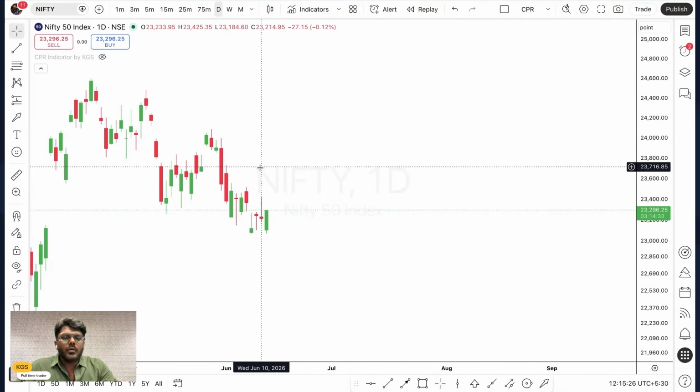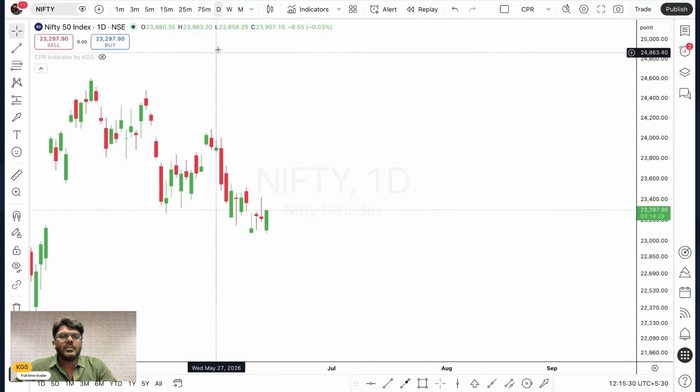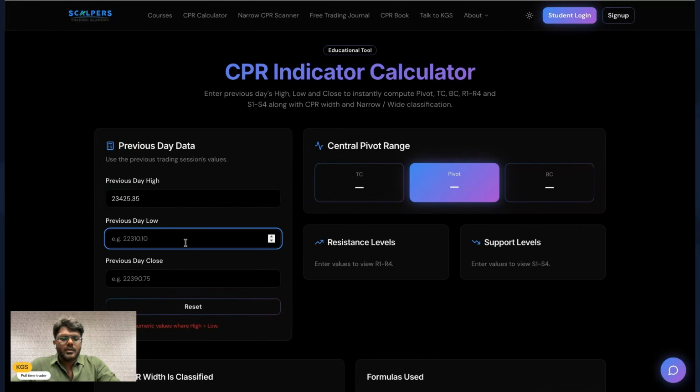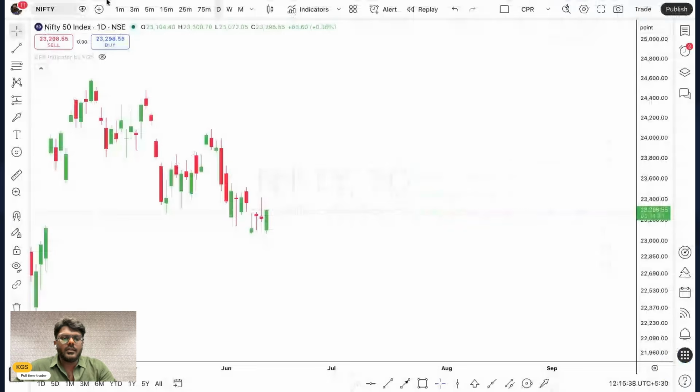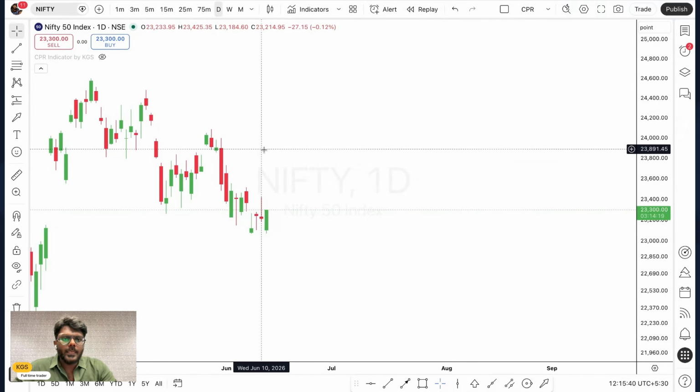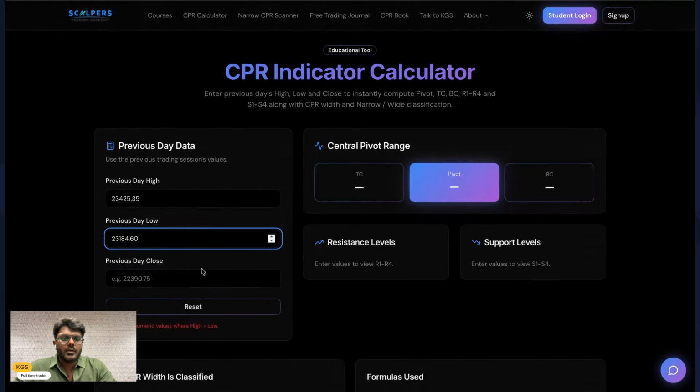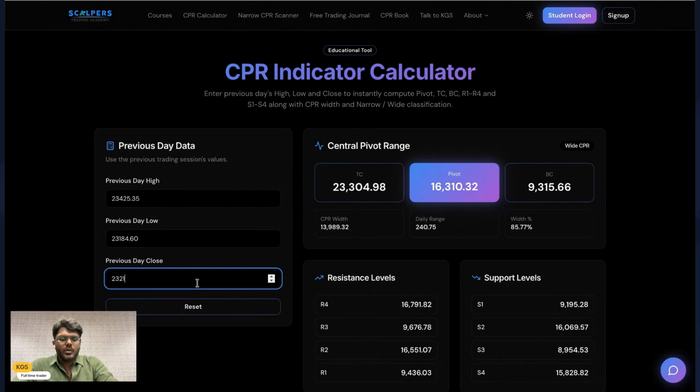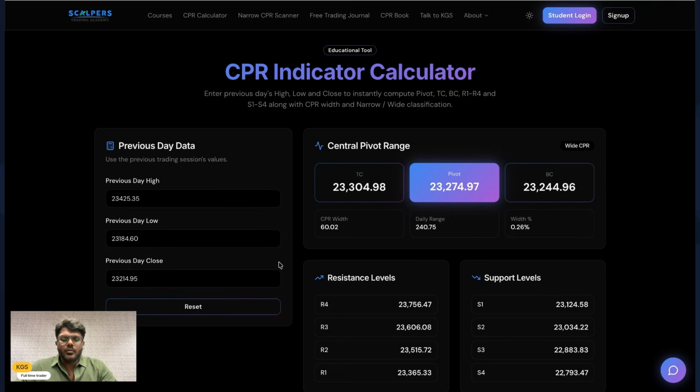And the low of Nifty is 23,184.60. So let me enter that, 23,184.60. And the close of Nifty is 23,214.95. Let me enter 23,214.95. All right, so now we can see the CPR levels.